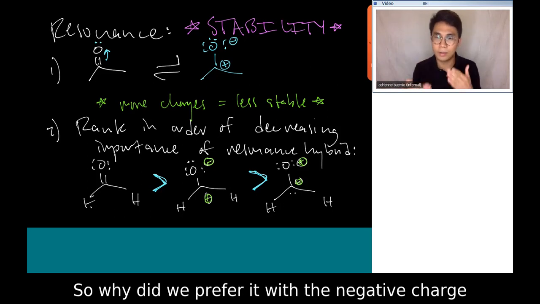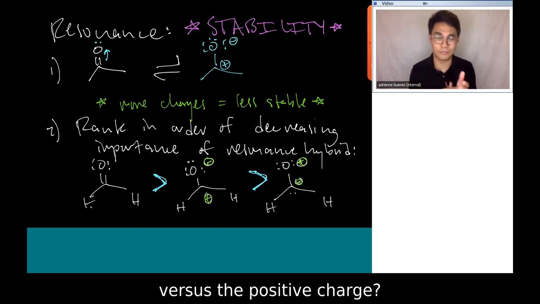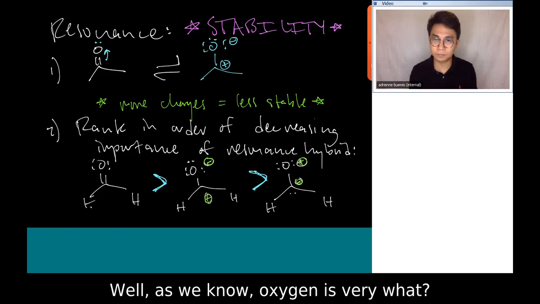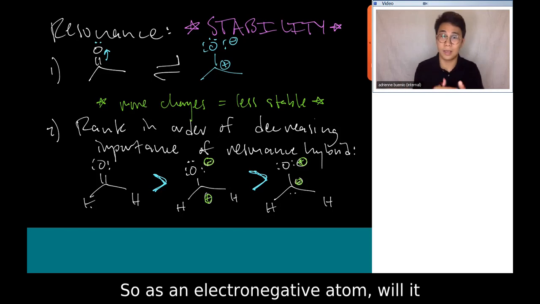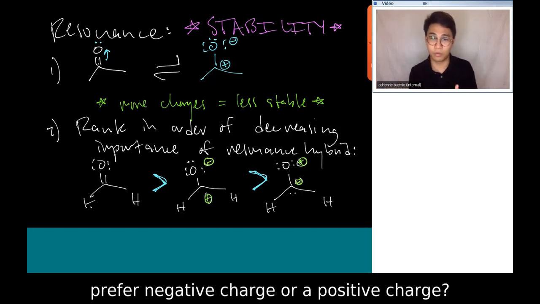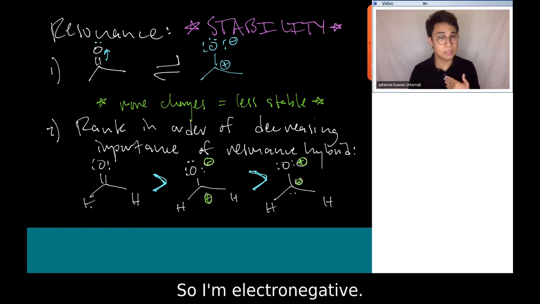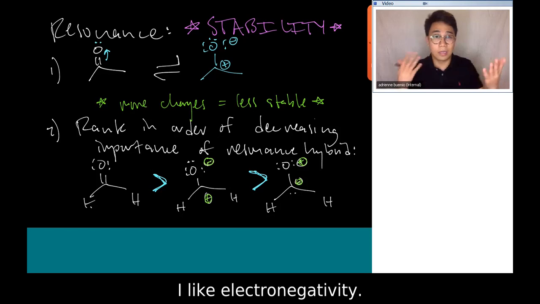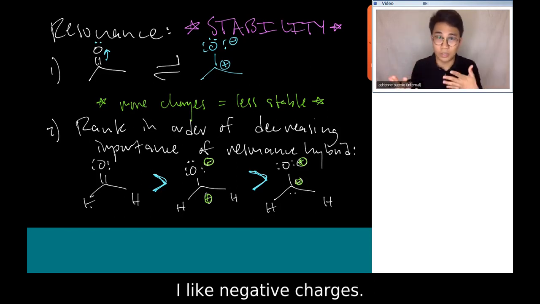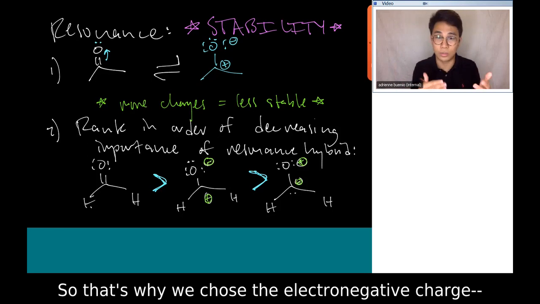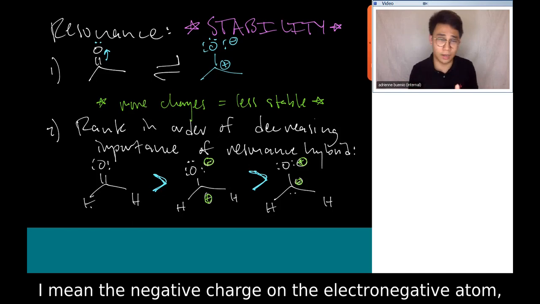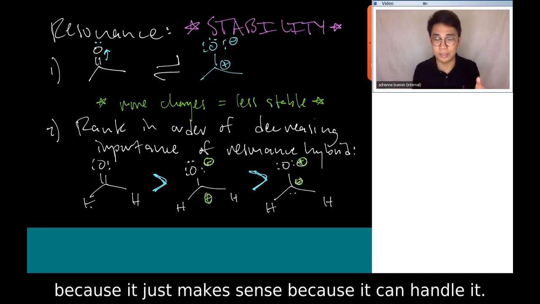So why did we prefer it with the negative charge versus the positive charge? Well, as we know, oxygen is very electronegative. So as an electronegative atom, will it prefer a negative charge or a positive charge? A negative charge, right? So I'm electronegative, I like negative charges. That's why we chose the negative charge on the electronegative atom, because it just makes sense, it can handle it.